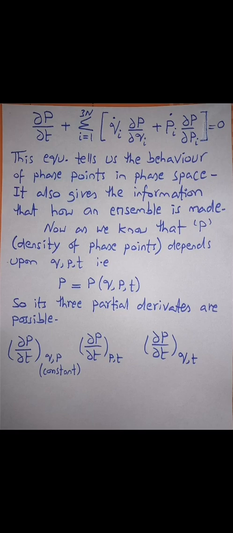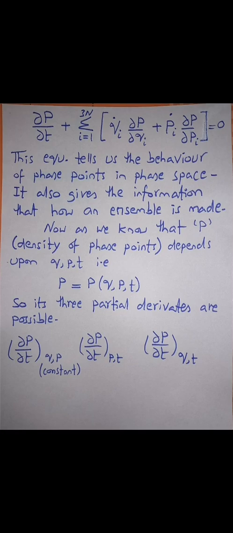At the end of the previous lecture, we got the relation: partial ρ divided by partial t plus summation, where the summation is from i equal to 1 to 3N, of q_i dot into partial ρ divided by partial q_i plus p_i dot into partial ρ divided by partial p_i, is equal to 0. This equation tells us the behavior of the phase point in phase space. A phase point is a point in phase space, and it denotes a system of an ensemble.